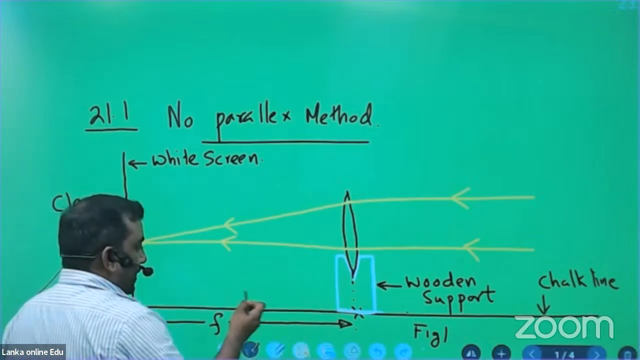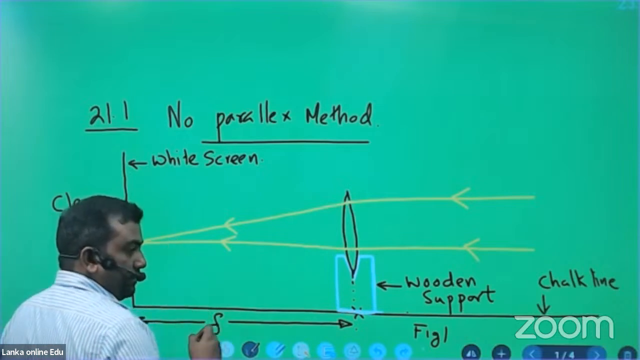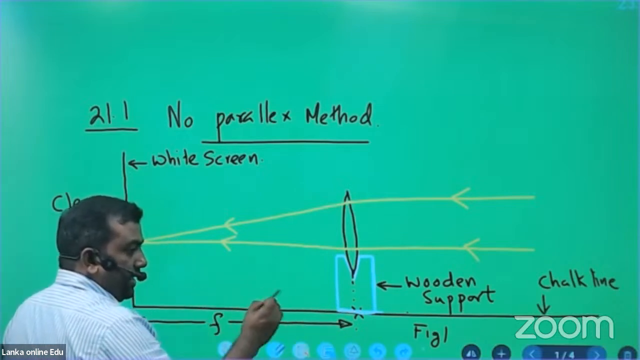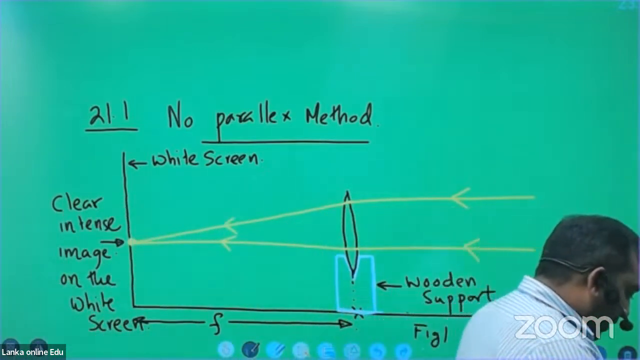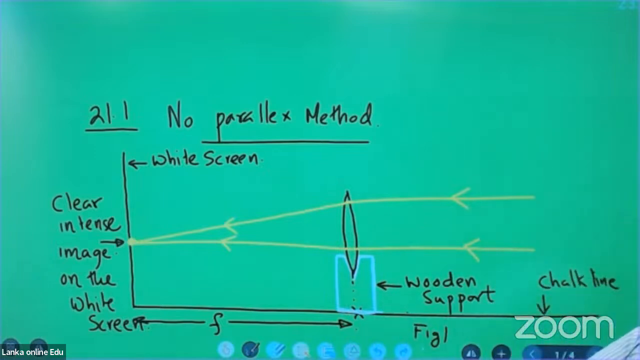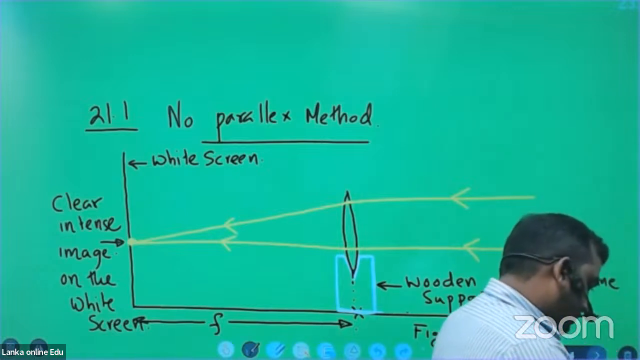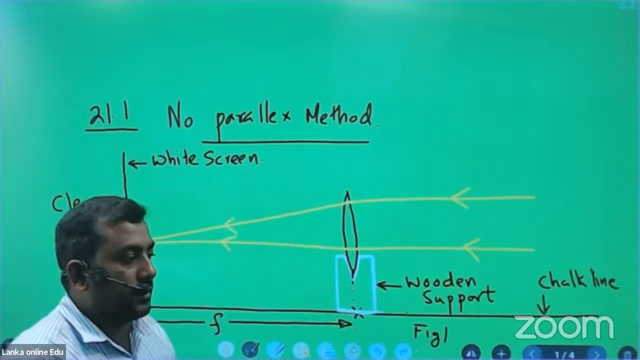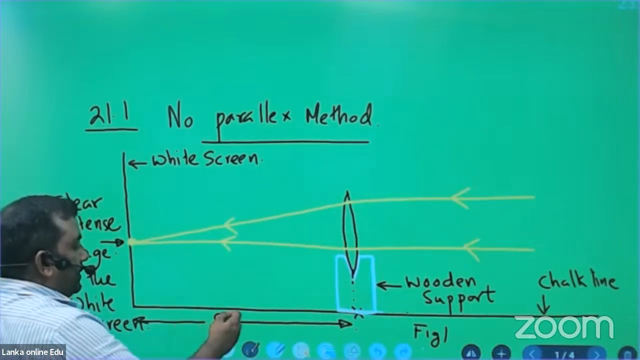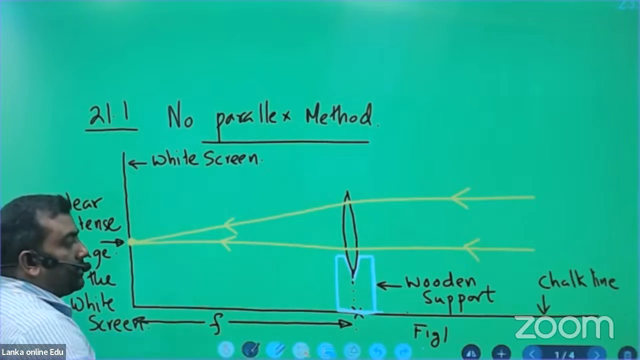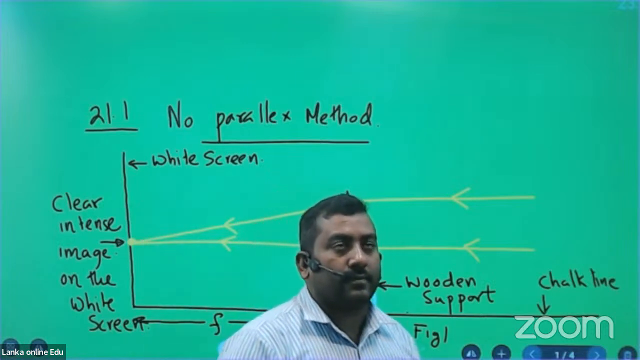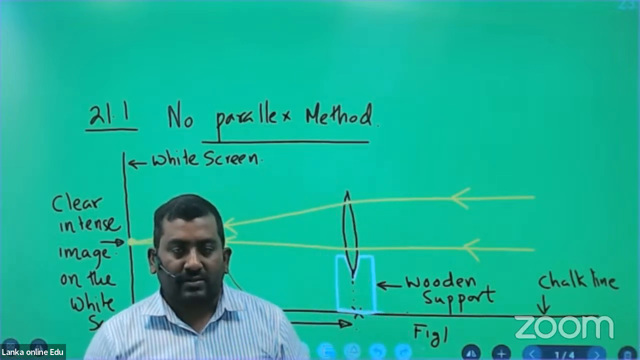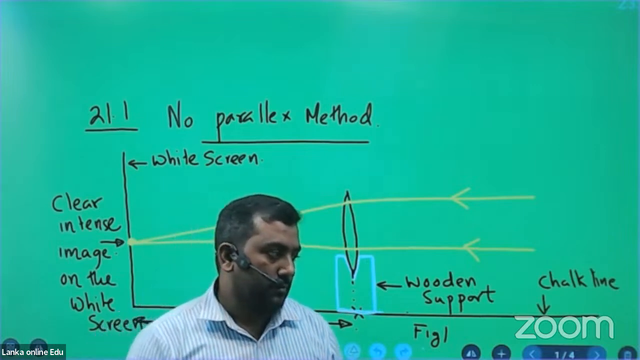And we measure the distance from the lens to the screen. And this would give us the approximate focal length.